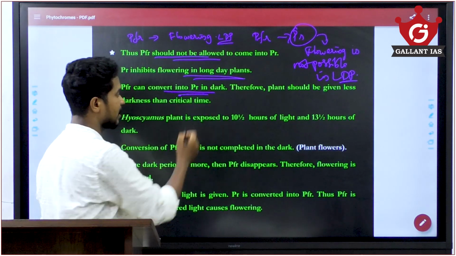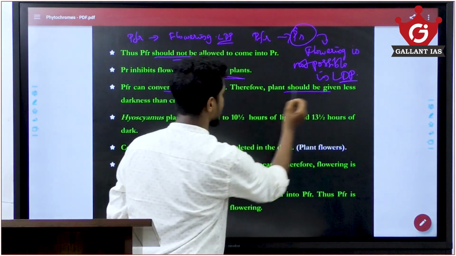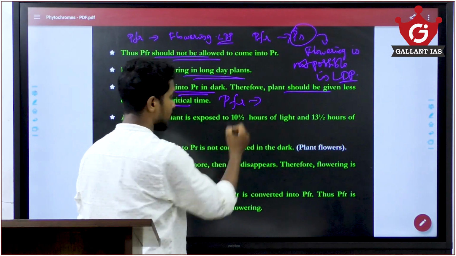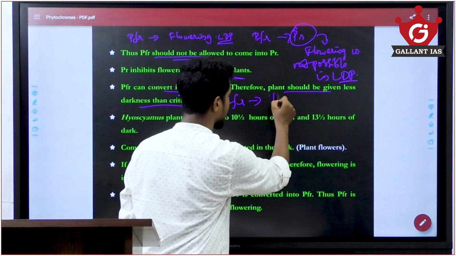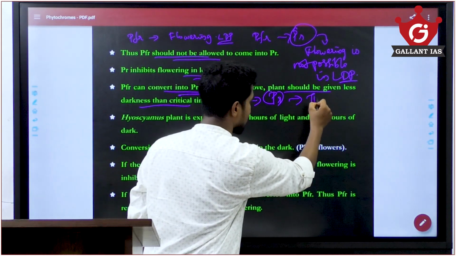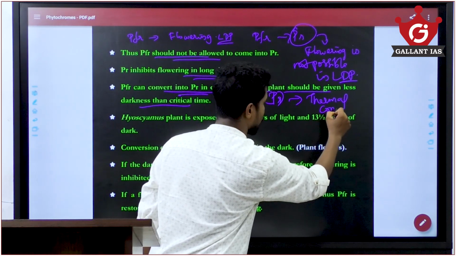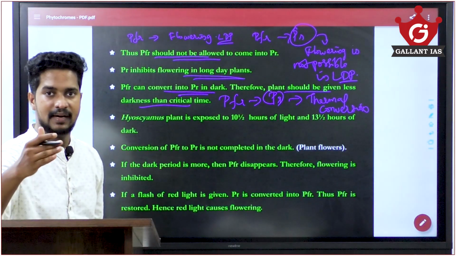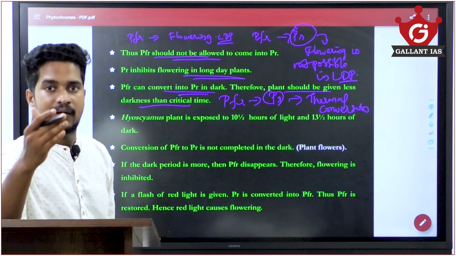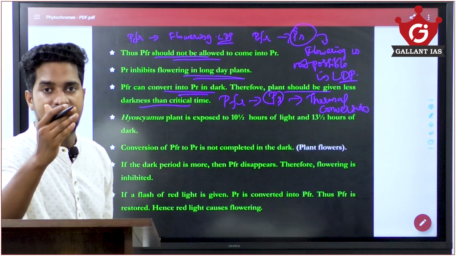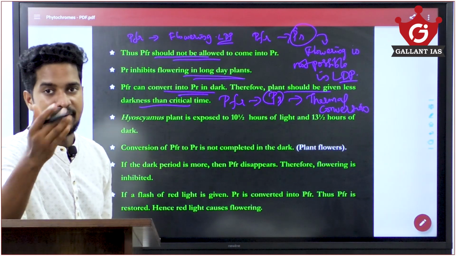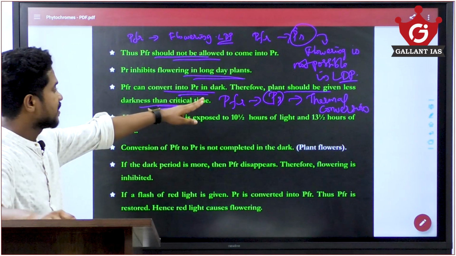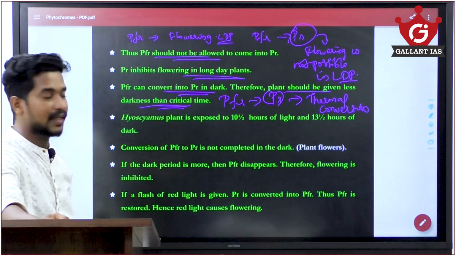PFR can convert into PR in the dark. Therefore, plants should be given less darkness than the critical time. We already discussed that during the night time, PFR can convert back to PR. That is what we call thermal conversion. So during night, if a minimum dark period is given, the PFR is converted back to PR. Therefore, plants should be given less darkness than the critical time.